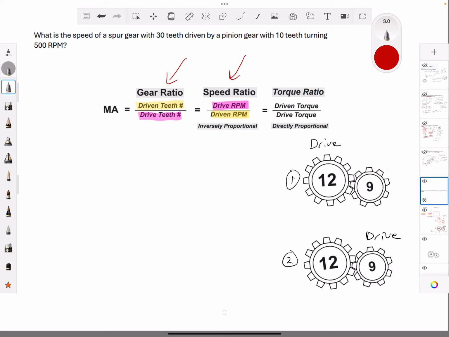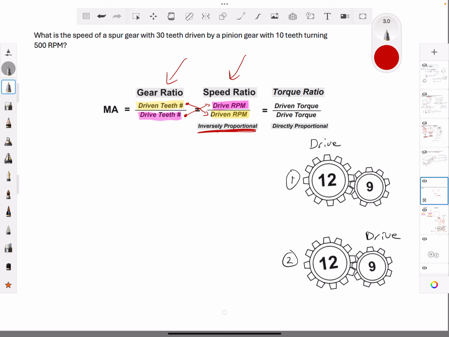So we need to know that these are inversely proportional. With that being inversely proportional, whatever is in the denominator of the gear ratio is going to be in the numerator of the speed ratio. Whatever's in the numerator of the gear ratio is going to be in the denominator of the speed ratio. Basically, as one thing goes up, the other thing is going to go down. So in this case, we'll look at what's going up and what's going down.